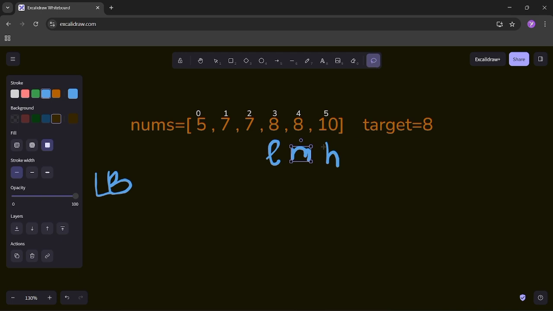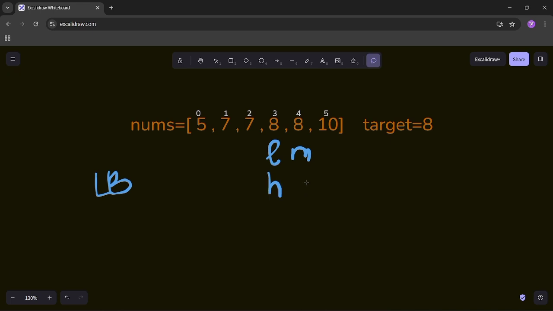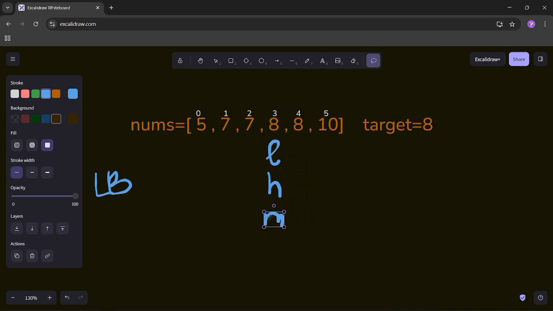So what we have to do, we have to move our high pointer to the left side to check whether some more 8 is present on the left side or not, right? Because we want the minimum index. That is why we're going to do this. And also we're going to find mid, which is going to be 8.